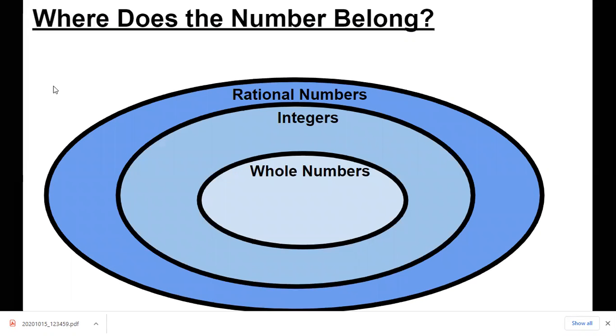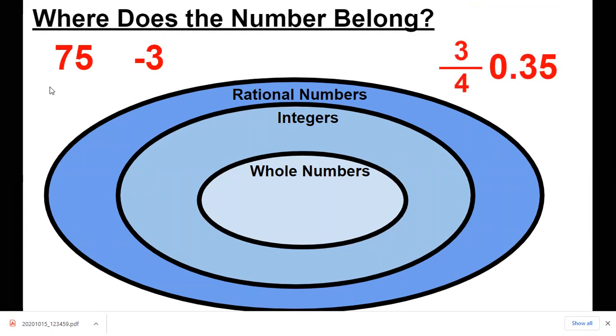Here's our chart: rational numbers, integers, and whole numbers. Here are some numbers that we're going to classify: 75, -3, 3/4, and 0.35. So 75, where does that belong in this chart? Does it belong as a rational number, an integer, or a whole number, or a combination of many, or all three? Let's see where 75 is going to end up. Let's keep moving it.